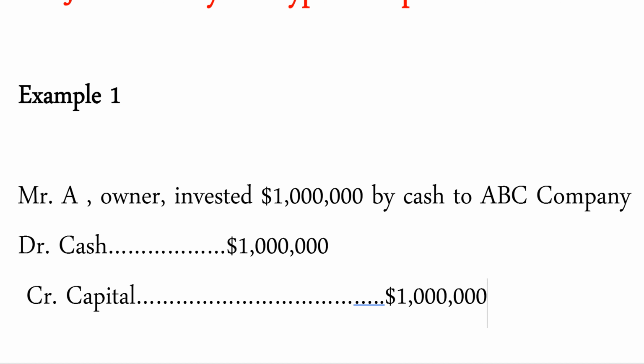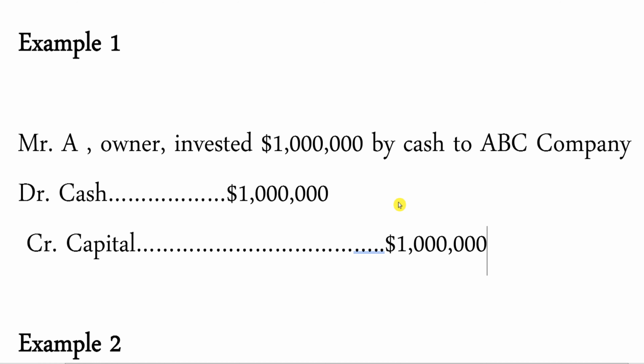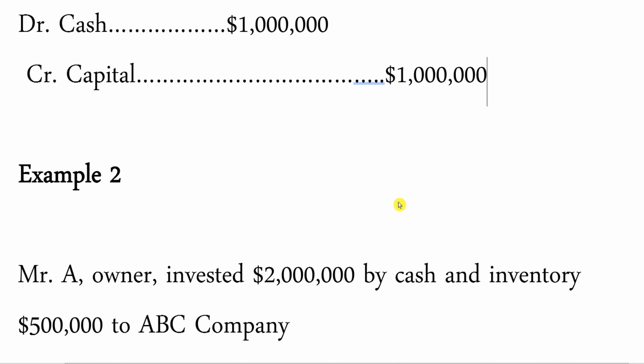So now we will study the second example. Mr. A, the owner, invests 2 million by cash and inventory for 500,000 to ABC company. So in the second example, we invest cash and inventory. So how can we record it in our journal entry?